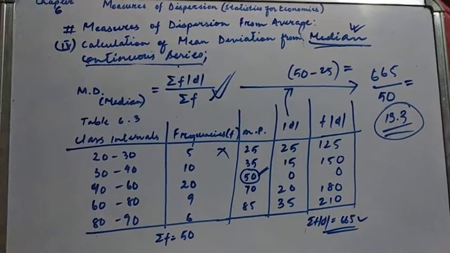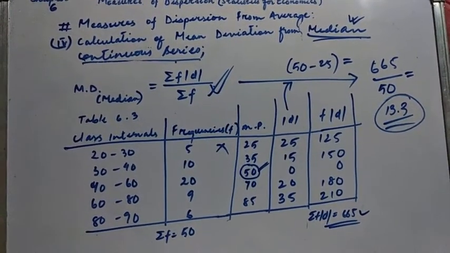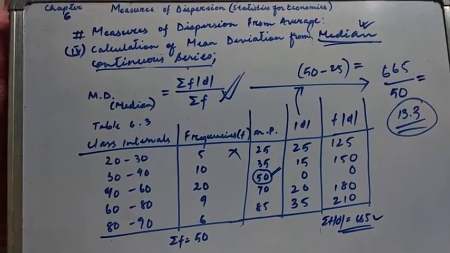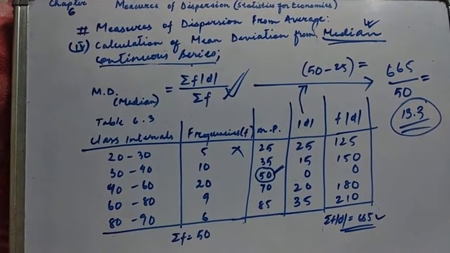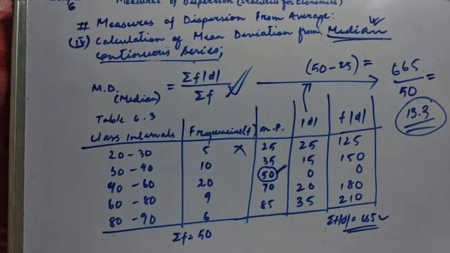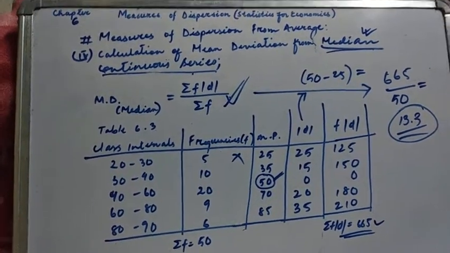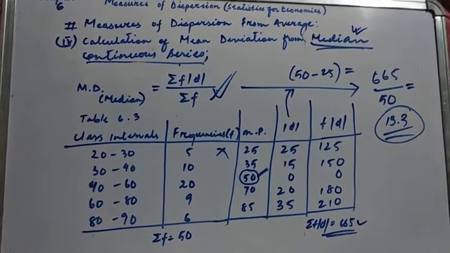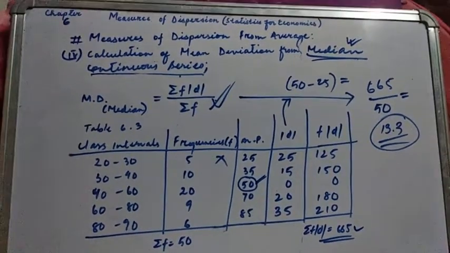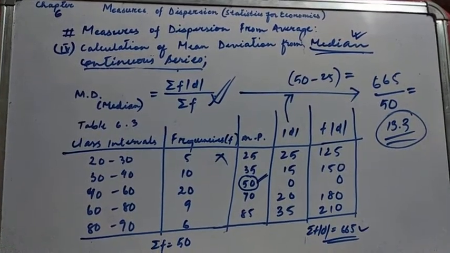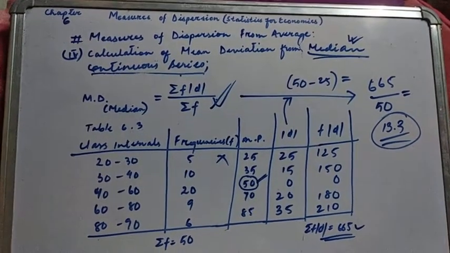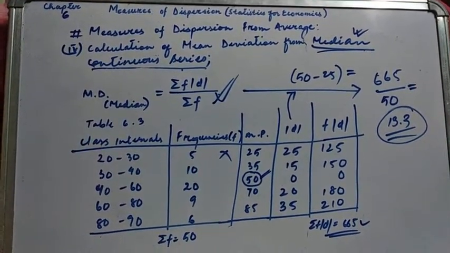After discussing the standard deviation, lastly we will discuss absolute and relative measures of dispersion. In that we will discuss the Lorenz curve and how to construct it, and with that we will end the measures of dispersion. We shall discuss all those topics in the next class.